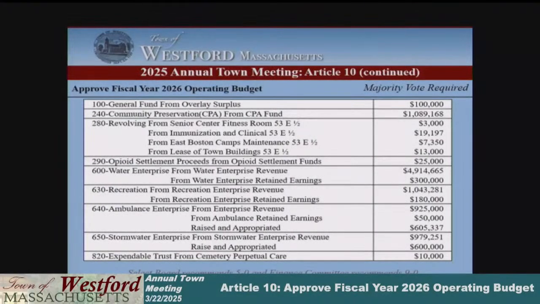To the Ambulance Enterprise Fund, $925,000 from the Ambulance Enterprise revenue, $50,000 appropriated from Ambulance Enterprise retained earnings, and $605,337 to be raised and appropriated. To the Stormwater Enterprise Fund, $979,251 from the Stormwater Enterprise revenue and $600,000 to be raised and appropriated. To the Expendable Trust, $10,000 from the Cemetery Perpetual Care Expendable Trust.